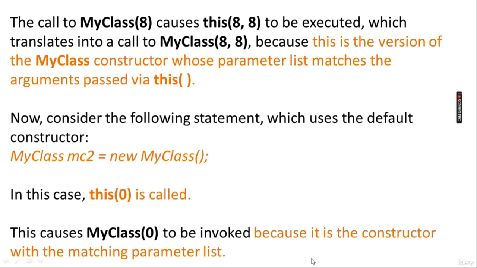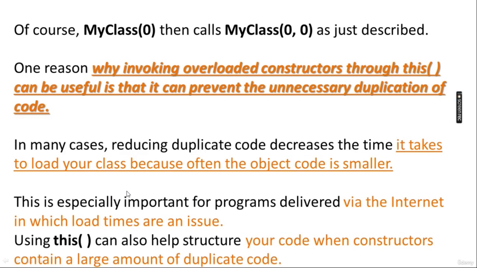My class 8 is executed, which translates into false. My class 8 because this is the version of the my class constructor whose parameter list matches the argument passed by this. So class MC2 is equal to new my class. In this case, this of 0 will be called because the default constructor is being called. This causes my class 0 to be invoked because the constructor with the matching parameter list, 0 meaning no parameter, that is the default constructor. My class 0 then calls my class 0 as described.